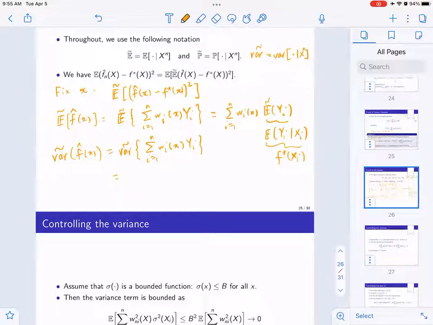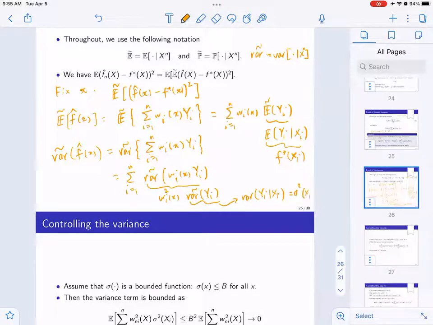Yeah, so because of the conditional independence, basically, this becomes the sum of the variances, w_i(x) y_i, and this itself becomes w_i(x) squared. This is deterministic, comes out, variance tilde of y_i, and this is what? This is the variance of y_i given x_i, which, if you remember, is sigma squared of x_i. That's how we define it.